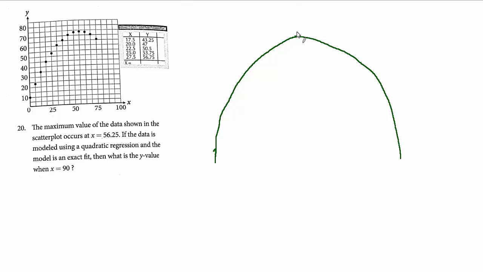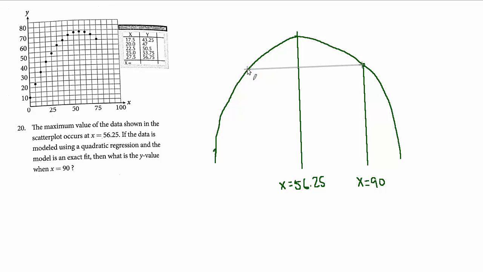We know that the maximum happens at the vertex. So the x value for the vertex is 56.25. We don't know what the y value is. And then we want to know what the y value is at some other value, x equals 90, which is presumably over here somewhere. And we're going to use the fact that there's symmetry about the vertex. So there's some other point that's equally distant from the vertex in the x dimension, which we do know the y value of from the table. So imagine that this distance is symmetrical. It doesn't look symmetrical on my chart.